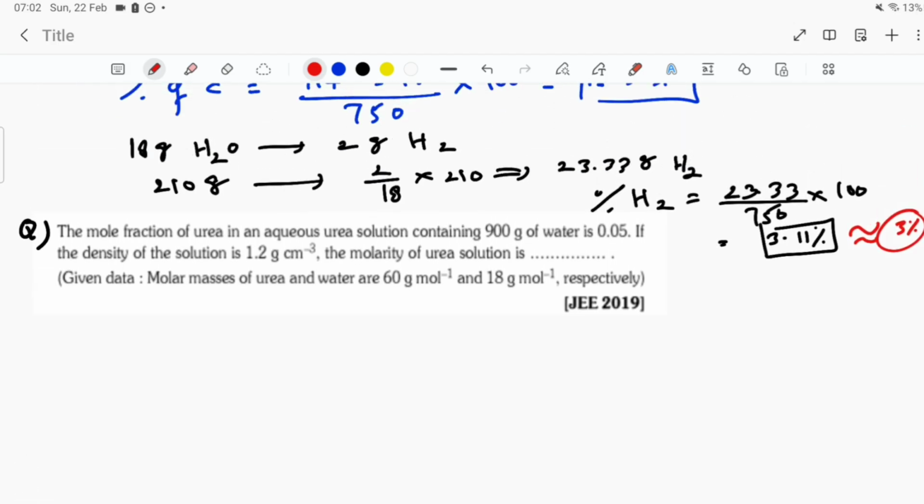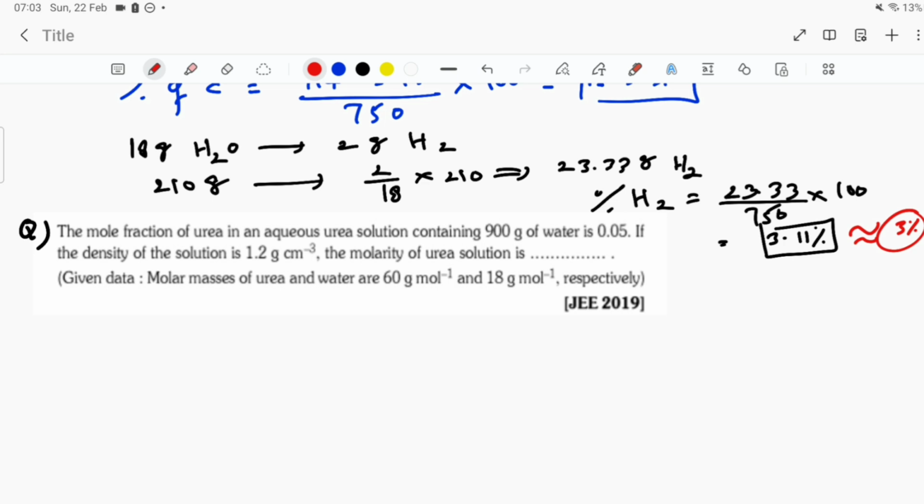The mole fraction of urea in an aqueous urea solution containing 900 grams of water is 0.05. If the density of the solution is 1.2 gram per cubic centimeter, the molarity of urea solution is. Observe the next question, everyone. It is based on a mole fraction related question. See now, the mole fraction of urea in an aqueous urea solution containing 900 grams of water is 0.05. If the density of the solution is 1.2 gram per cubic centimeter, the molarity of urea solution is.